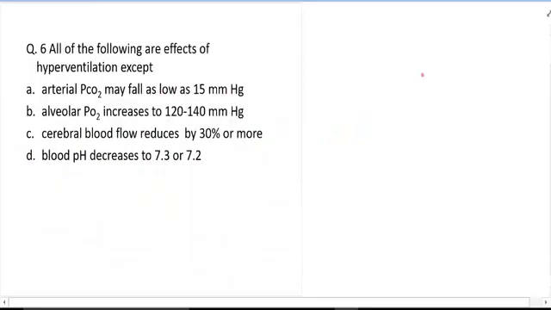This is the total volume of air which is present in the lungs at the end of a maximum inspiration. Next, all of the following are effects of hyperventilation except. Now, as far as hyperventilation is concerned, it typically produces a CO2 washout, right? And CO2 washout means the arterial PCO2 may fall from a normal of 40 to as low as 15 millimeters of mercury.